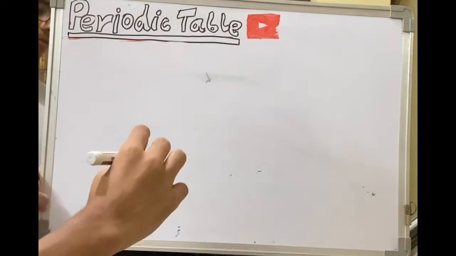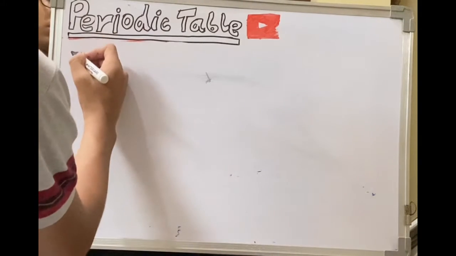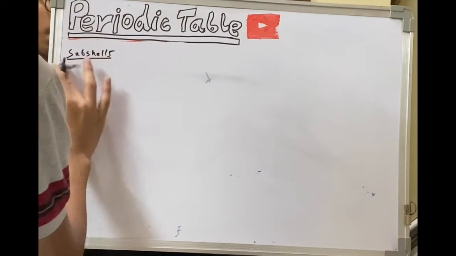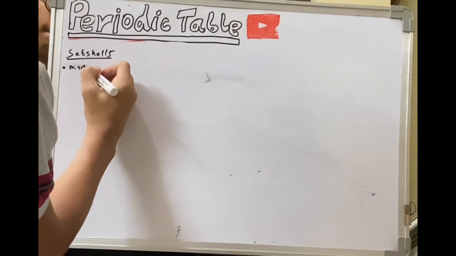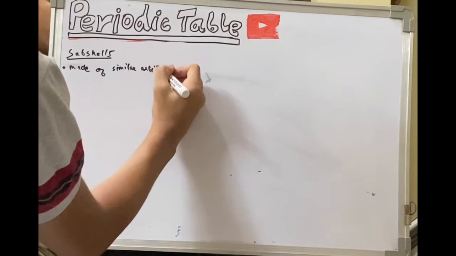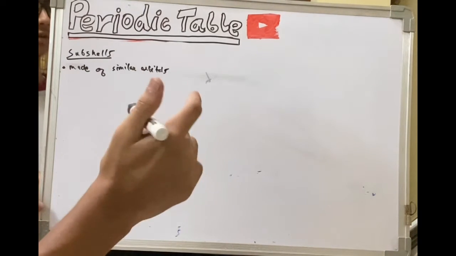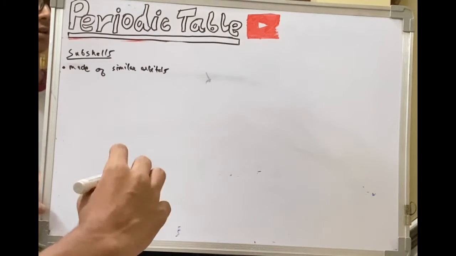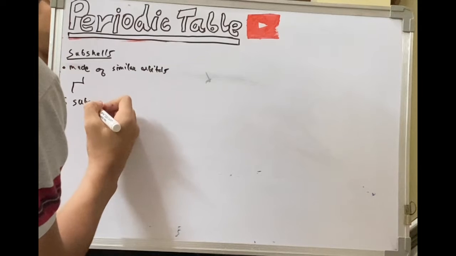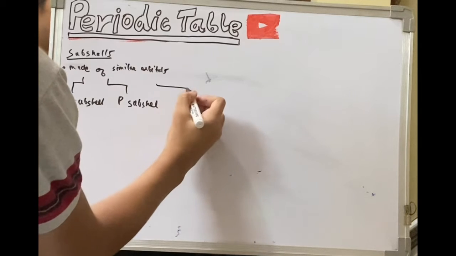Now, as I told you before, the subshell is a group of similar orbitals. So, subshells are made of similar orbitals. As we had grouped the orbitals, we also have the same number of subshells with the same names but with a capital letter. So these are the S subshell, then the P subshell. Just guess it, okay?